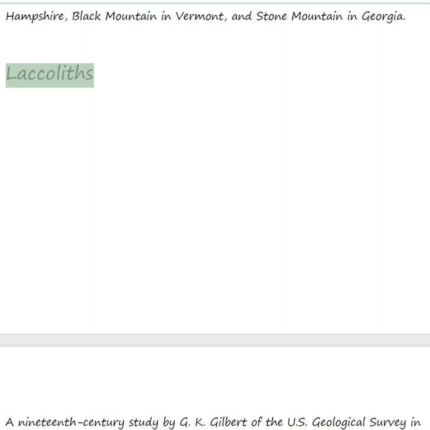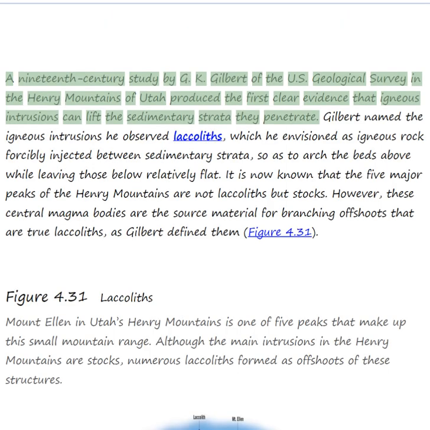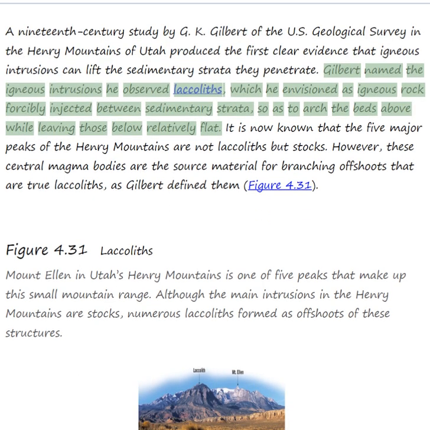Laccoliths. A 19th-century study by G. K. Gilbert of the U.S. Geological Survey in the Henry Mountains of Utah produced the first clear evidence that igneous intrusions can lift the sedimentary strata they penetrate. Gilbert named the igneous intrusions he observed laccoliths, which he envisioned as igneous rock forcibly injected between sedimentary strata, so as to arch the beds above while leaving those below relatively flat.